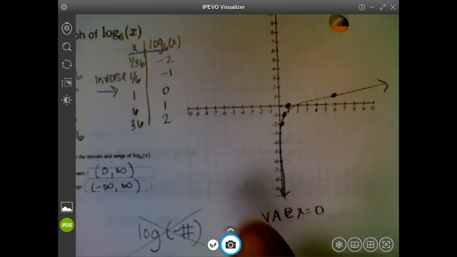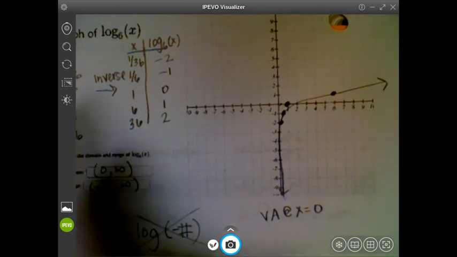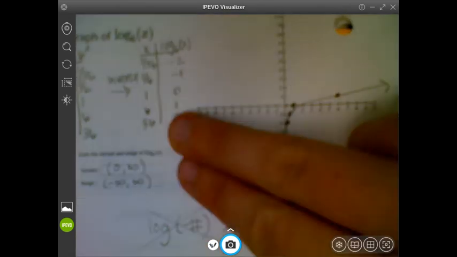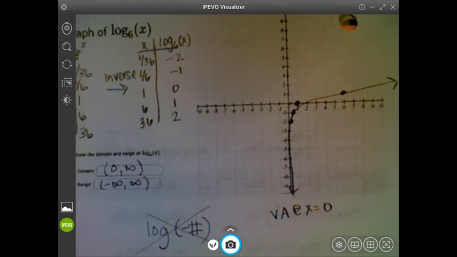Which, by the way, this is the reverse of the domain and range for an exponential, because if your x's and y's flip, your domain and range also flip.